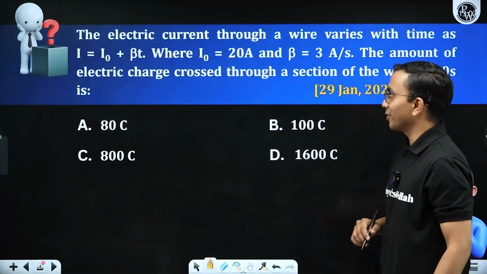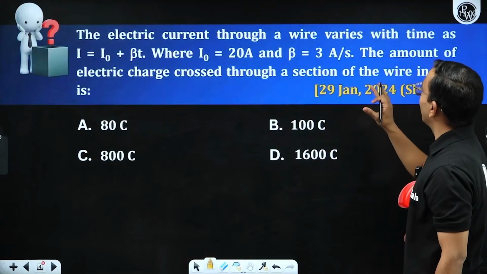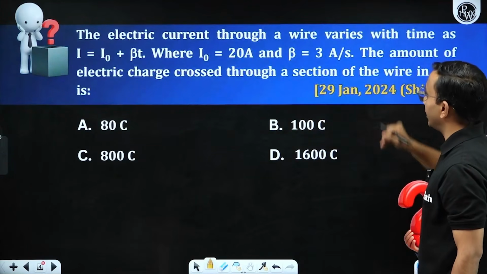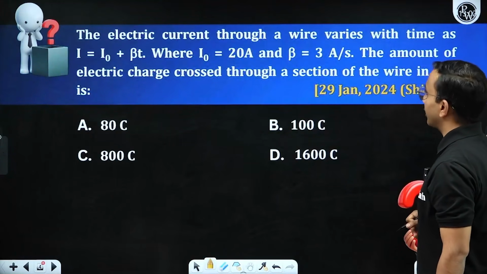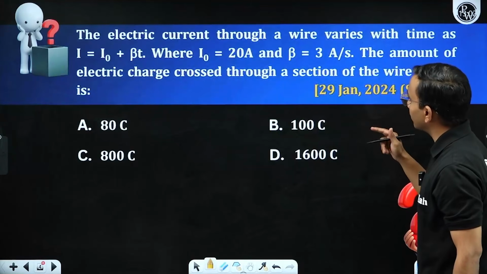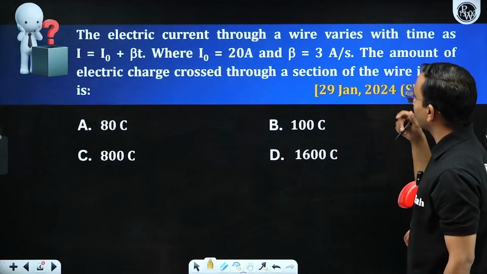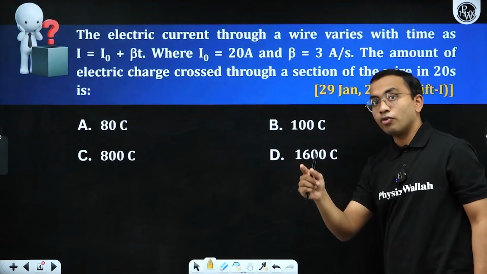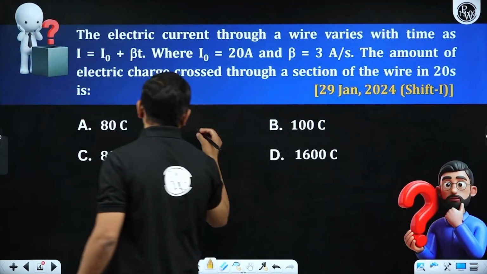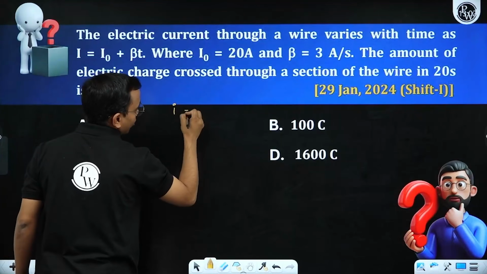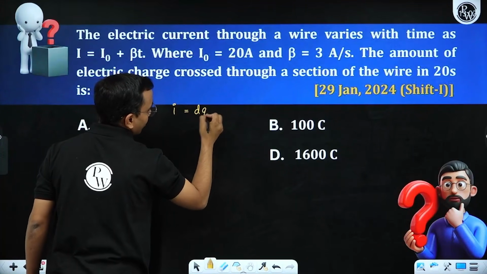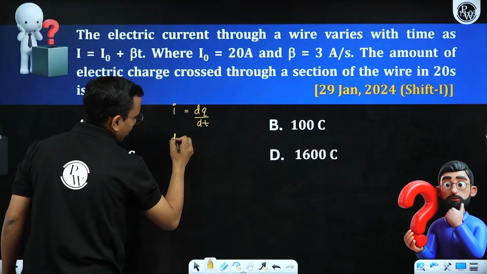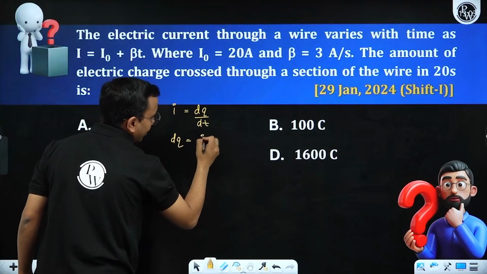Now let us discuss a question. The electric current through a wire varies with time as given, where I naught is 20 ampere and beta is 3 ampere per second. Find the amount of electric charge crossed through a section of the wire in 20 seconds. Now current is given, I want to find charge. So I know that I is equal to dq by dt. From here I can say that dq is equal to I dt.